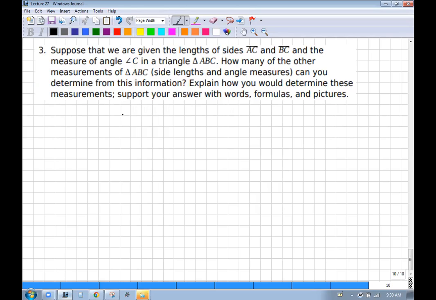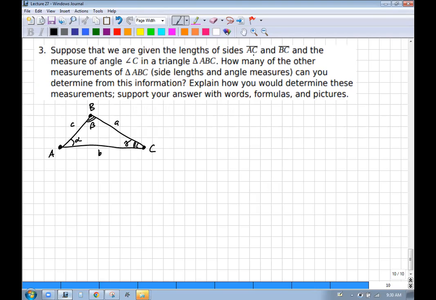Okay, we better draw a picture here, right? Let's call this point A, call this point B, call this point C. This would be side A, side B, side C. There's our alpha, there's our beta, there's our gamma. All right, so what do they say?